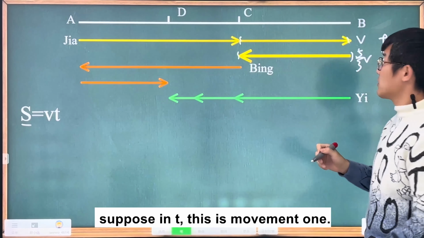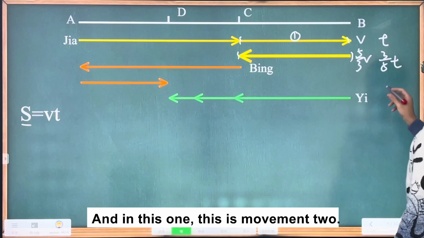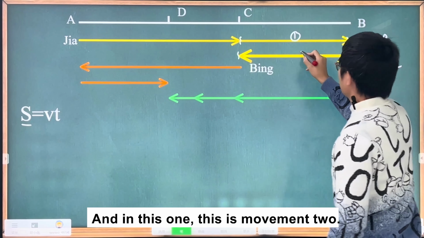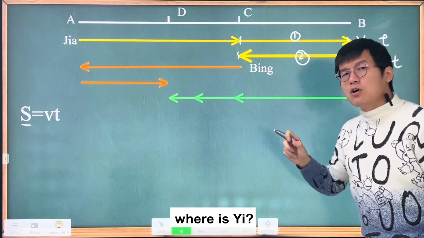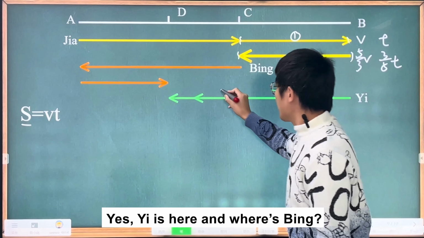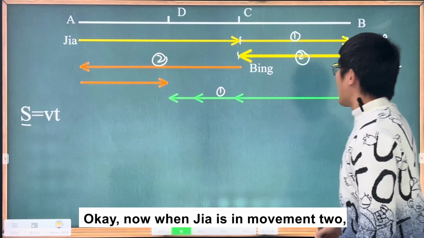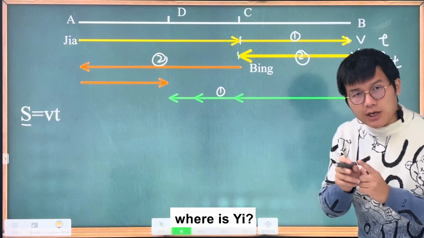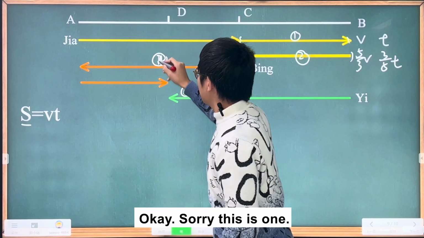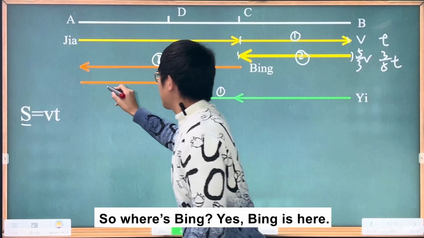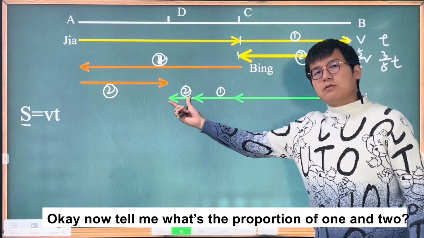Okay, now suppose in T, this is movement 1. And in this one, this is movement 2. Okay. When Jia travels in movement 1, where is E? Yes, E is here. And where's Bing? Yes, Bing is here. Okay, now when Jia is in movement 2, where is E? Yes, E is here. Now where's Bing? Okay, sorry, this is 1. So, where's Bing? Yes, Bing is here. Okay, now tell me, what's the proportion of 1 and 2?